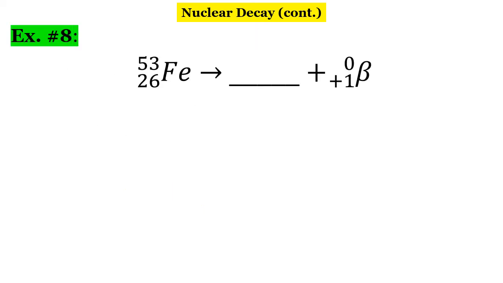Here's another example. What plus 1 is 26? That's going to be 25. 0 plus 53 is 53.